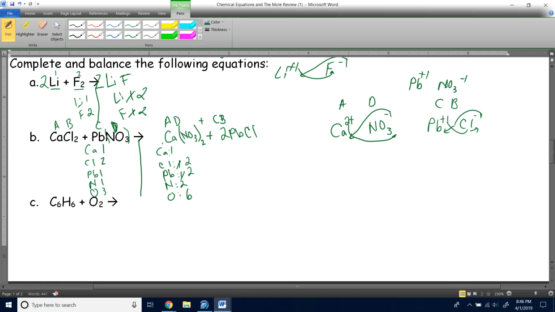How about here? Pb is going to have to change over here, so let's put a 2 right here in front of Pb. Pb changes to 2. We also changed nitrogen, it changes to 2. How many oxygens do we have now? 2 times 3, which gives us 6. Looks like we are balanced. Do you see that? 1, 2, 2, 2, and 6.